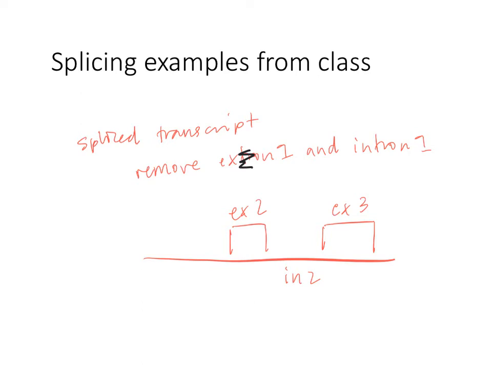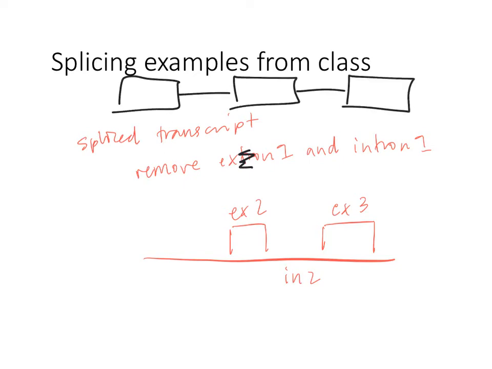Exon 1, intron 1, can this happen? Can you get rid of a terminal exon by splicing? That is, initially it had looked like this, and splicing happens like that. Gets rid of the first exon and the first intron.